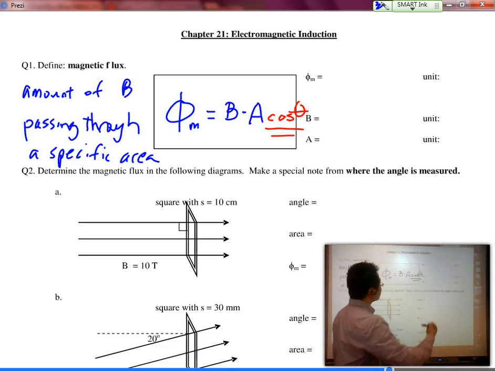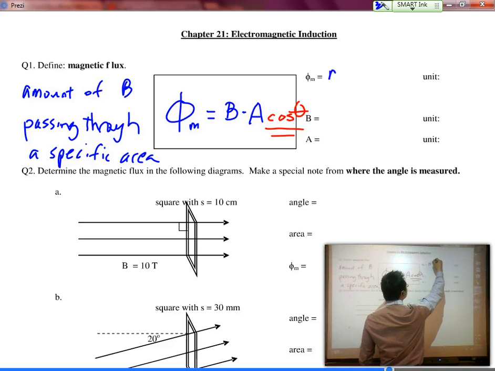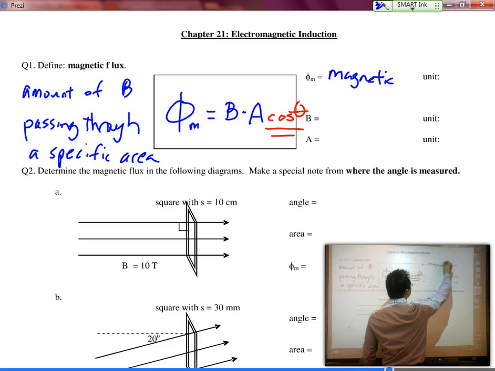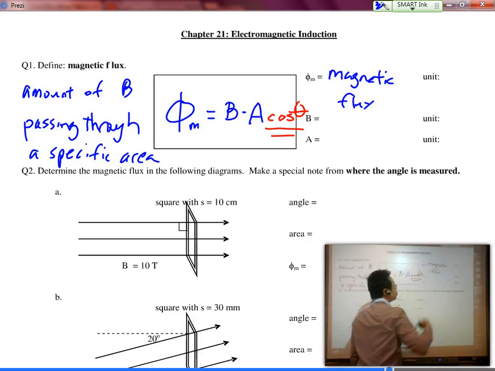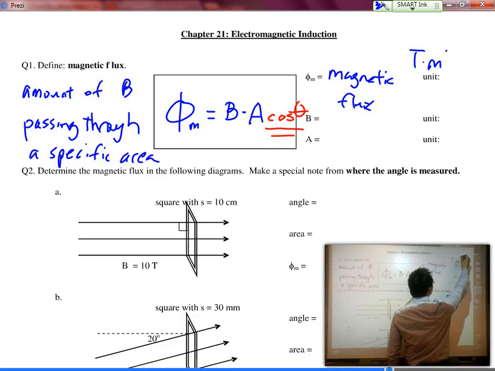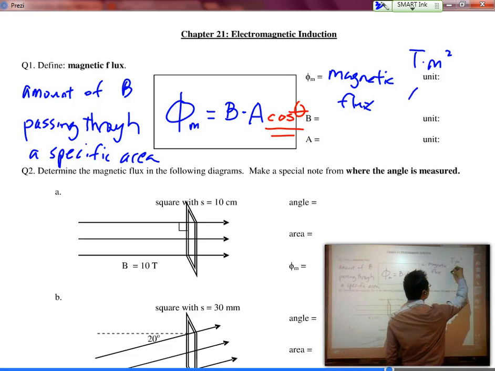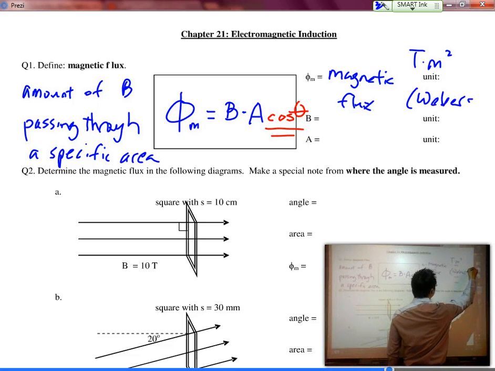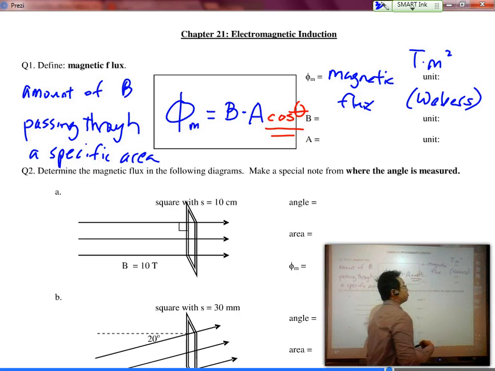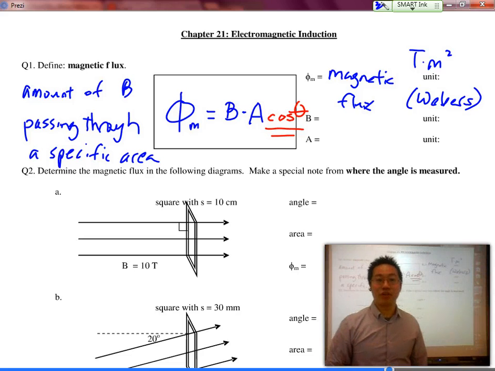So with flux, the unit for flux is going to be Tesla meters squared, or they sometimes also use Webers. Okay, but because Weber doesn't appear very often on the AP, we're going to stick with Tesla meters squared.